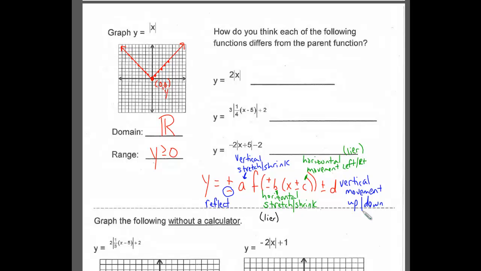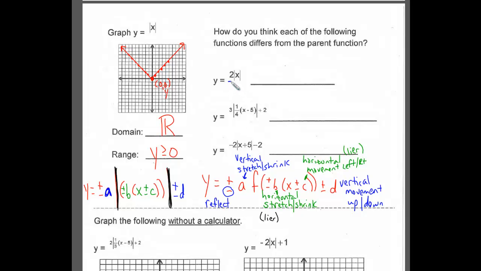None of this is new information. You have already been taught this. Now let's reapply all this information for our absolute value. My A and D are outside the function. The B and C are inside with x. So how do we think each of the following functions differs from the parent function?